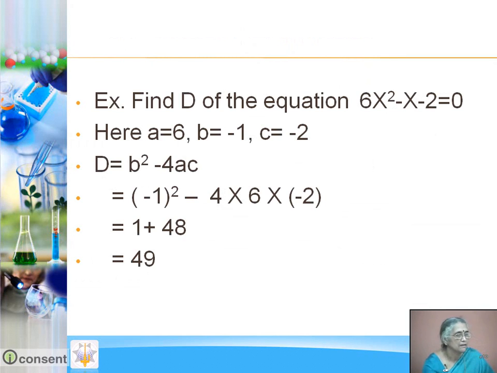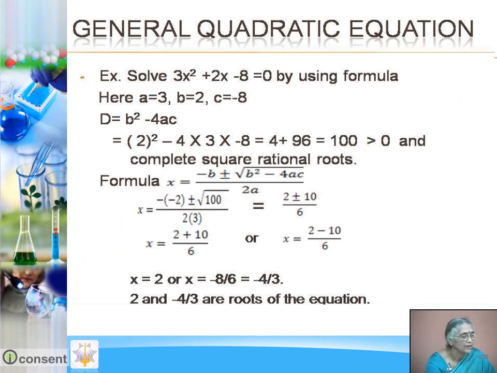Now we solve some examples. Find the value of D of the equation 6x² - x - 2 = 0. Here a = 6, b = -1 and c = -2. D is equal to b² - 4ac. We substitute values of a, b, c here and simplify. So D is equal to 49.